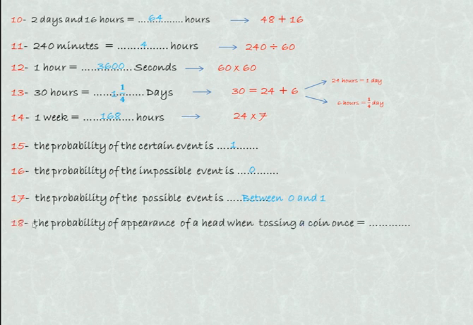For example, number 18, the probability of the appearance of a head when tossing a coin once. We know the coin has head and tail. When a head appears, we have 1 of 2, so we get 1 over 2, or half.